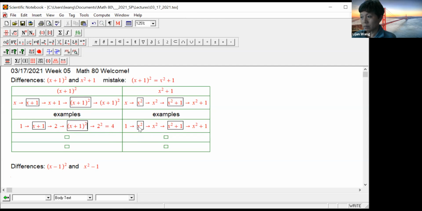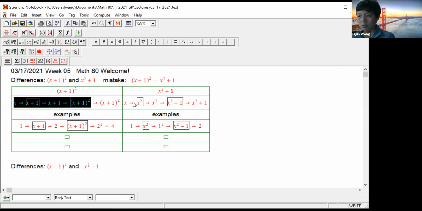Over here, 1 is the input. So now the output is 1 squared. 1 squared is 1. 1 plus 1, that's going to be 2. You follow me? Are they the same? They're not the same, are they? And what difference was made? The parentheses. Parentheses. Okay?